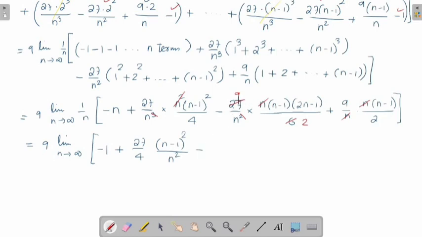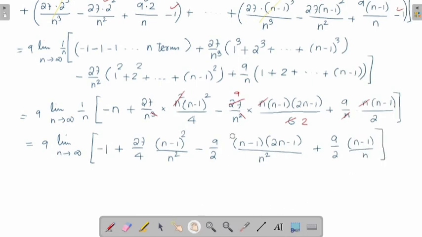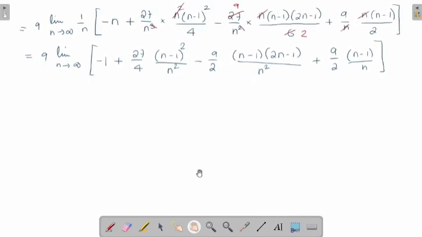So minus we have 9 by 2. So see here we have n into n minus 1 into 2n minus 1. And see here we have n, and because of this n it becomes again n square, right? So plus here we don't have anything, so we have 9 by 2. So can I write this as n minus 1 by n? Yes. Okay, so we are now close to our answer.